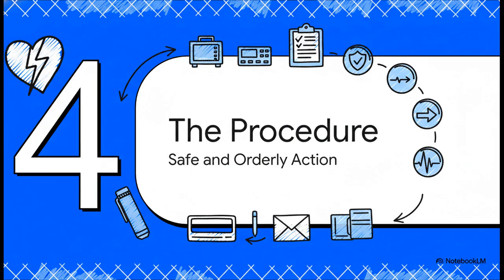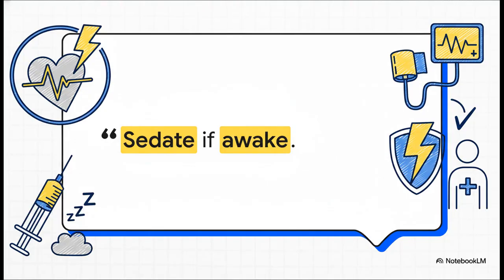The NCLEX expects you to know the correct sequence of events. Think of it like a pilot's safety checklist before takeoff. Every step is crucial. First things first, let's talk about patient comfort and safety. Getting cardioverted is painful, so if your patient is awake, they absolutely need to be sedated. But here comes the NCLEX priority question.